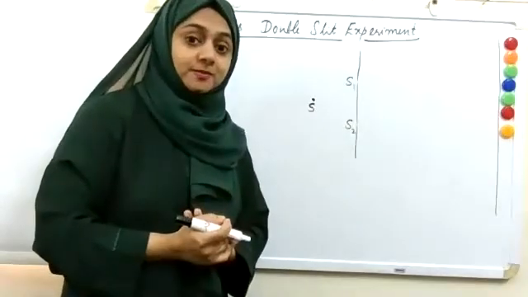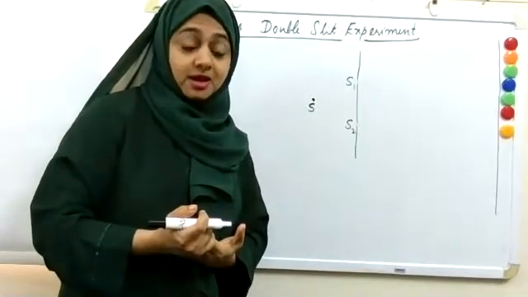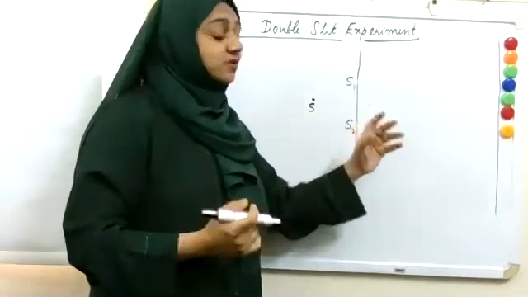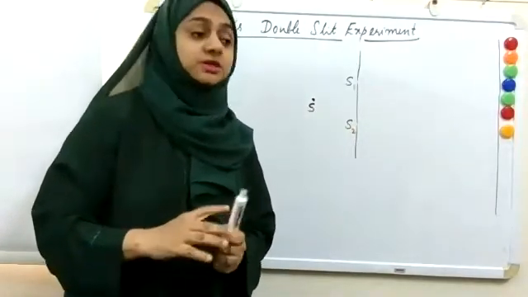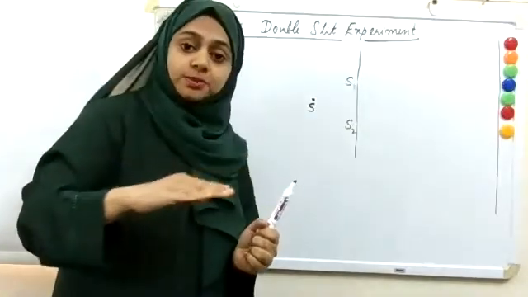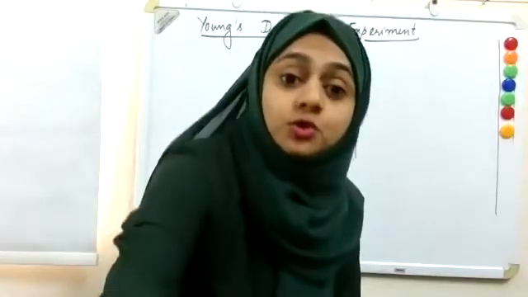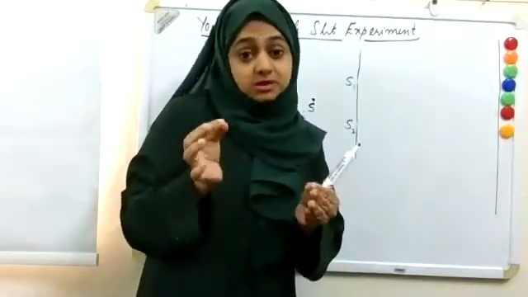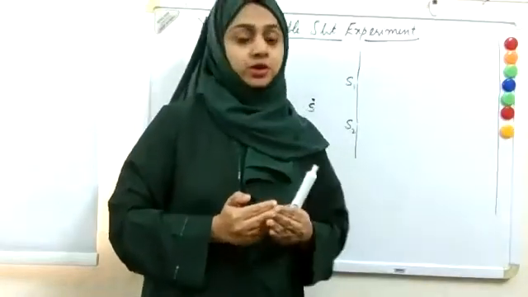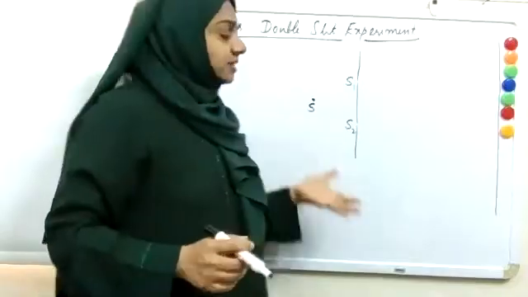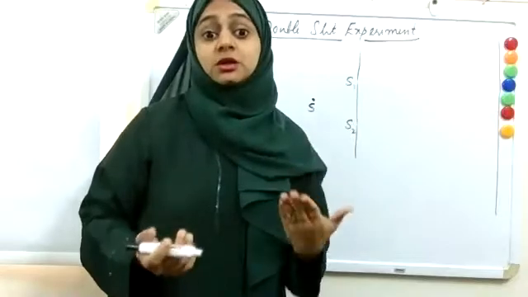Why? Otherwise the light rays will not be coherent. Yes, coherent, correct. Coherent means they must have almost the same amplitude and their wavelength should be the same, and they should have no phase difference, or if there is a small phase difference, it should be carried throughout their propagation. So it is practically almost impossible to get two separate sources which are coherent.